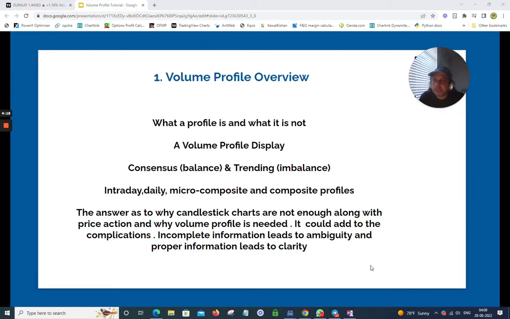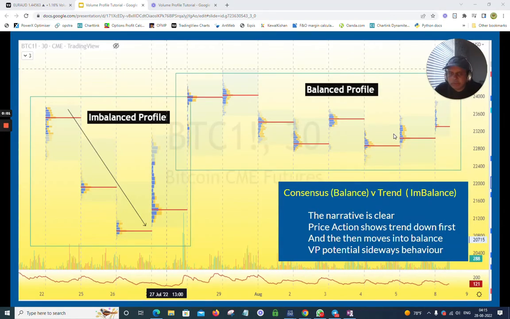Let's dive into the next one with some examples now. Let's delve into the practical now. So what I have here is a chart of the Bitcoin futures, a 30-minute chart. This is an intraday chart, and what I'm trying to establish with this chart is to give you an idea of what I just spoke about in the last slide.